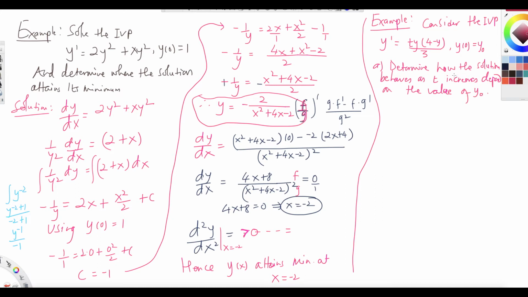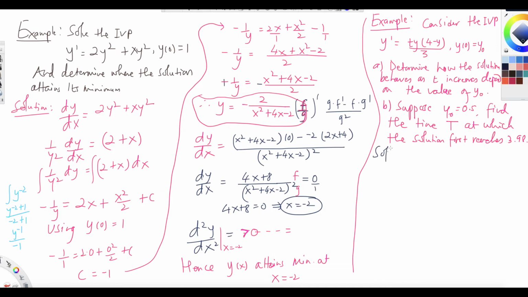And then number B is: suppose y sub 0 is 0.5. Find the time t at which the solution first reaches 3.98. So this is the question.